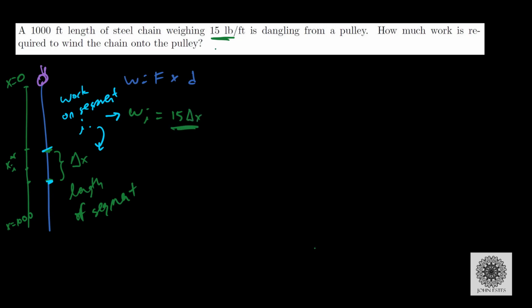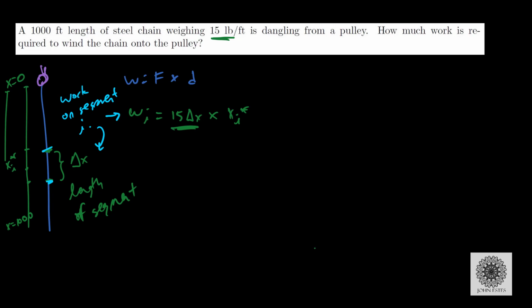That's 15 pounds per foot, let me see if I can say this right, times delta x, which is in feet, so we get 15 pounds. And the distance traveled by this segment is where I get my xi star. That's how far this segment has to travel. So there I have xi star. So there's my wi.